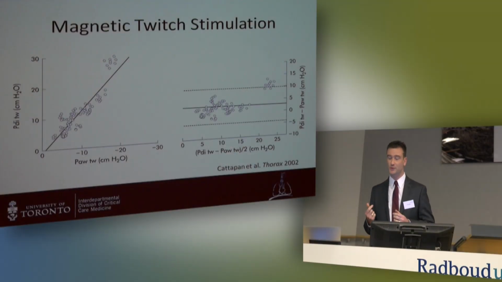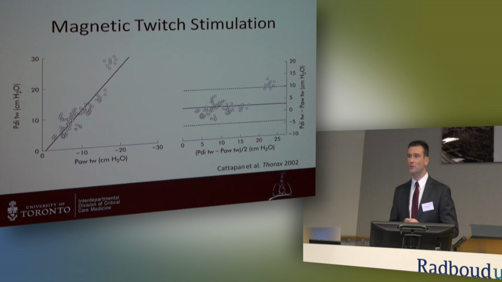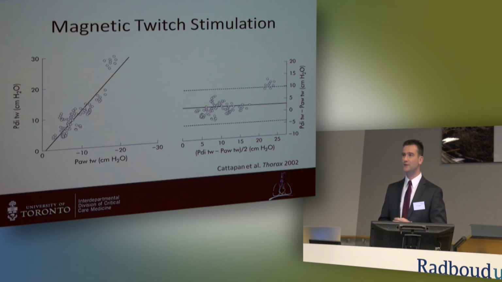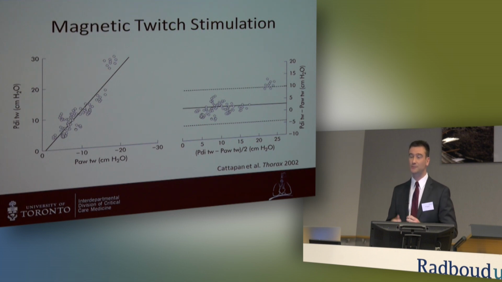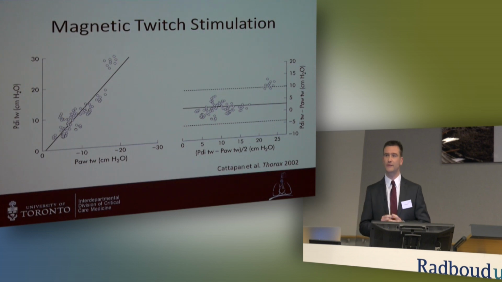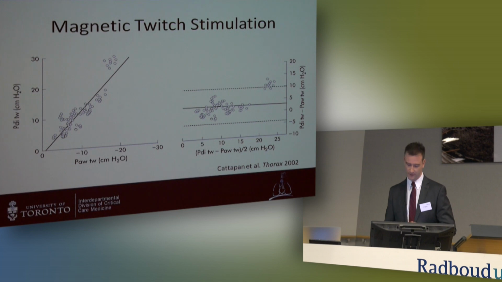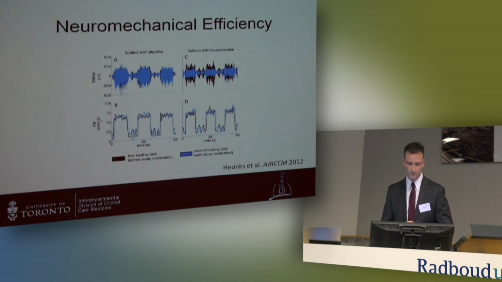One important point is that the twitch pressure measured at the airway and the twitch pressure of the diaphragm are not the same. There's a small bias, and the limits of agreement are quite wide. So unfortunately, we can't use the airway pressure measured during a twitch as a specific assessment of the diaphragm. They are, however, well correlated, and so probably vary together over time. So changes in twitch airway pressure probably reflect, or could reflect, changes in twitch transdiaphragmatic pressure.